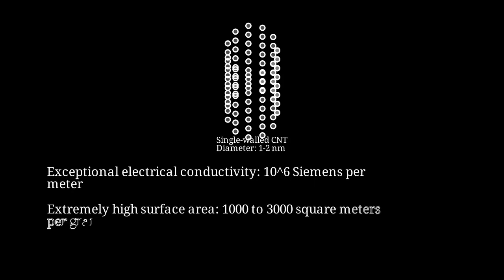Carbon nanotubes have exceptional electrical conductivity, around 1 million Siemens per meter. This is better than most metals. They also have extremely high surface area, between 1,000 and 3,000 square meters per gram. That's like having a tennis court worth of surface area in just 1 gram of material.